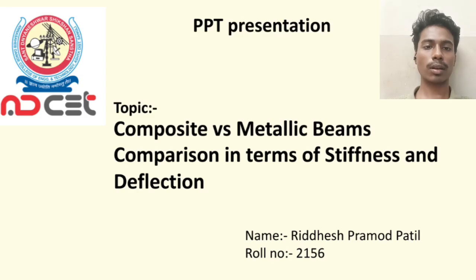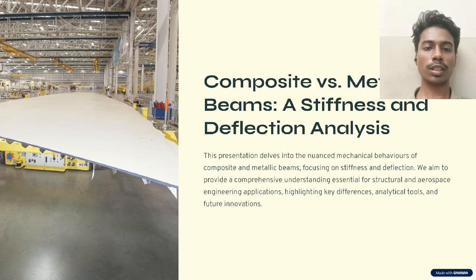Today I will be presenting on composite and metallic beams, their stiffness and deflection analysis. This topic is very important in aerospace and structural engineering because the choice of material directly affects strength, weight, safety, and stress.